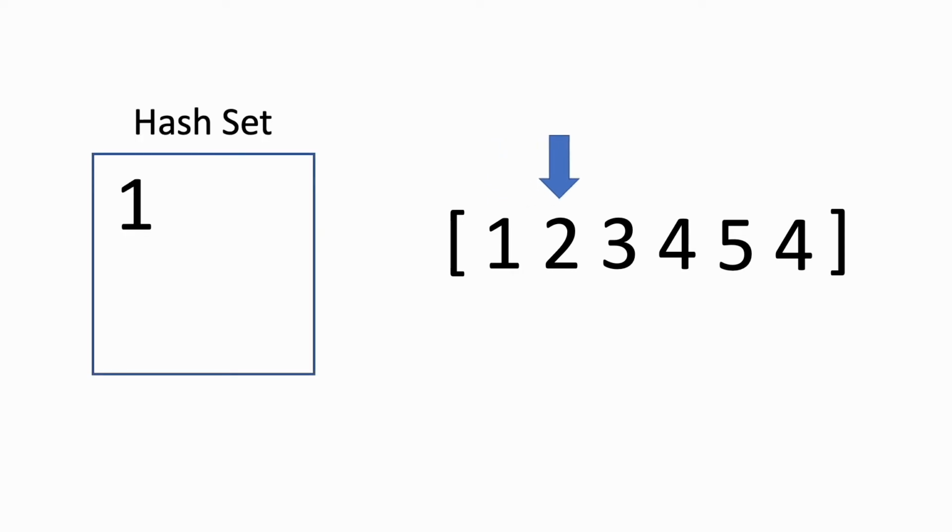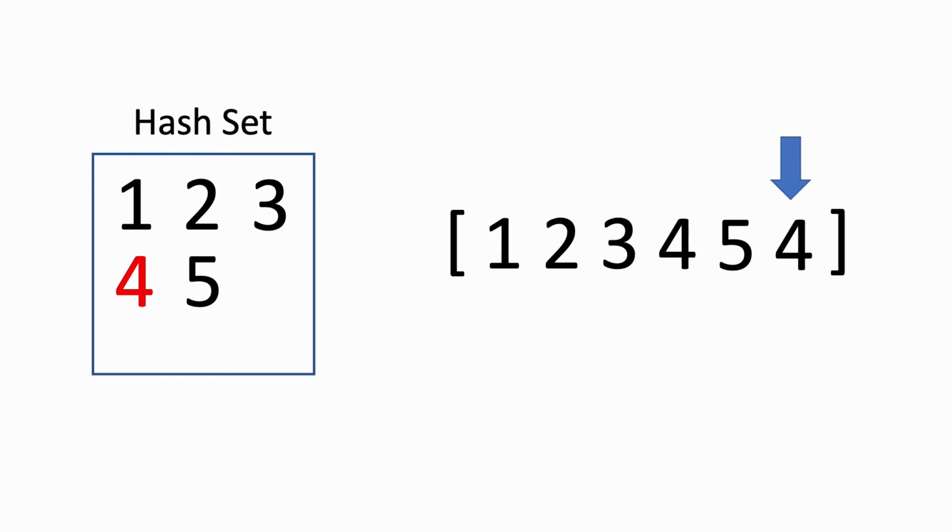But there is a way to do this in O of n time, and the way we're going to do it is, as we traverse the array, we're going to store the value into a hash set. Then, as we come across new values, we'll look up those values in the hash set to see if we've already seen it before. If we have, then we'll return true. And if we get through the whole array without seeing any duplicates, then we'll return false.